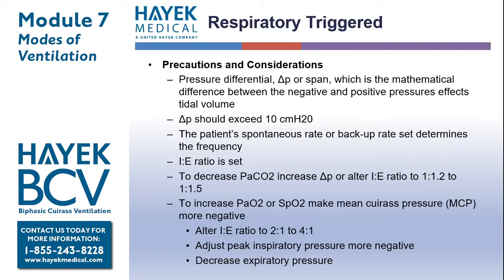Precautions and considerations in respiratory triggered: pressure differential, delta P or span, which is the mathematical difference between the values, affects tidal volume. Delta P should always exceed 10 centimeters. The patient's spontaneous rate or backup rate determines the frequency. To decrease the arterial CO2, increase the delta P, or alter the IE ratio to 1:1.2 or 1:1.5. To increase PaO2 or saturation, make mean cuirass pressure more negative, alter I to E ratio to 2:1 or 4:1, adjust peak inspiratory pressure to more negative, or decrease expiratory pressures.